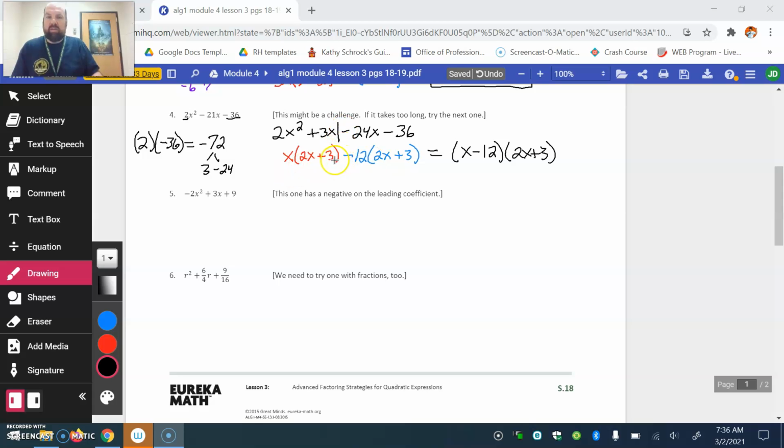I factored out an x from the first one, leaving me 2x plus 3. I actually wrote 2x plus 3 and then figured out what I would divide out, or what I would need to multiply by, to give me my negative 24x minus 36, and that was negative 12. So my first part is x minus 12, and then the second part, it's already there for me, 2x plus 3, or the second binomial.